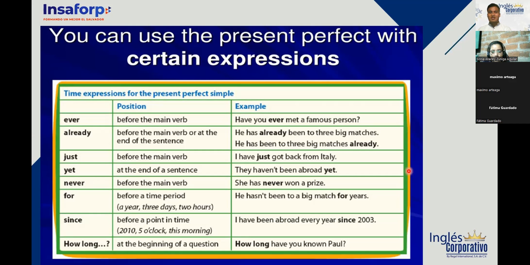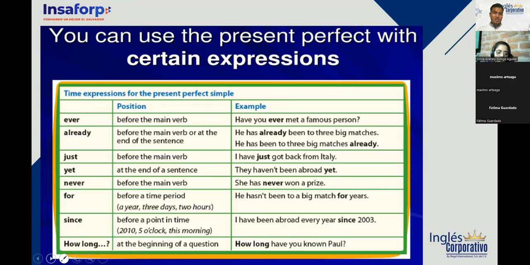So as you can see there, we have to take into consideration if we use since and for, and we also have to take into consideration when we use for, we have to remember that we're talking about a time period. And when we use since, we have to remember that we are talking about a point in the time, which is something completely different. So do we have any question right now? If there's no questions, we are going to go to the practice. No questions at all?